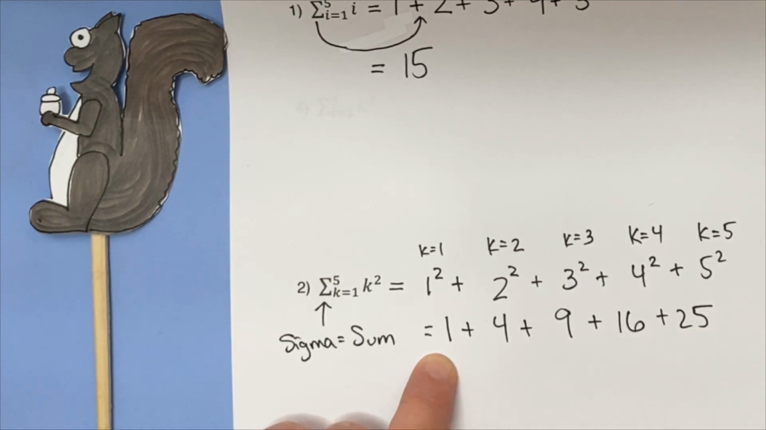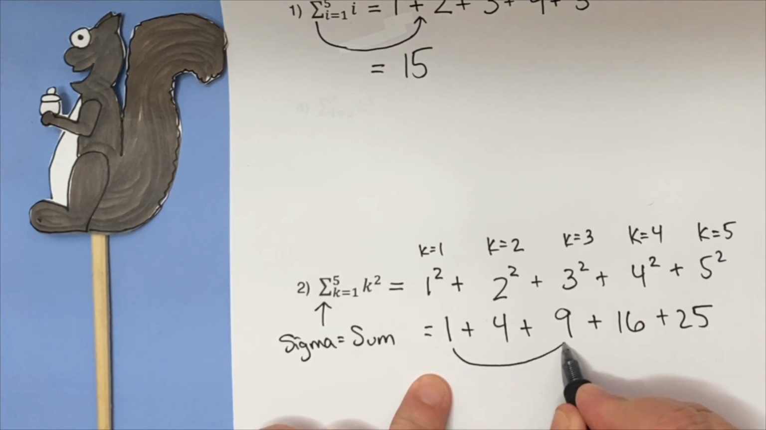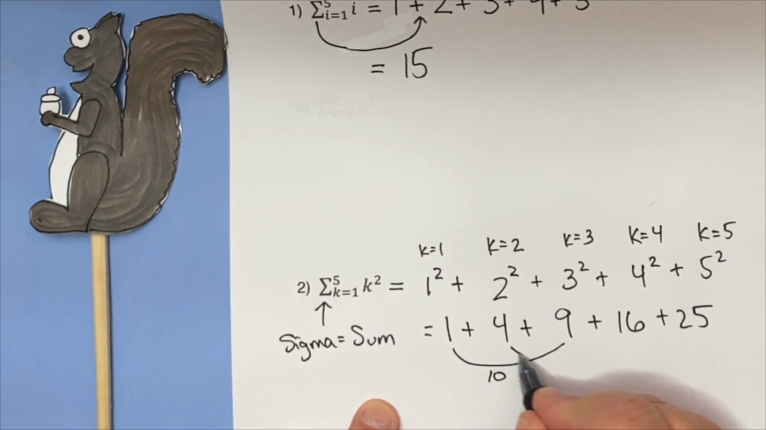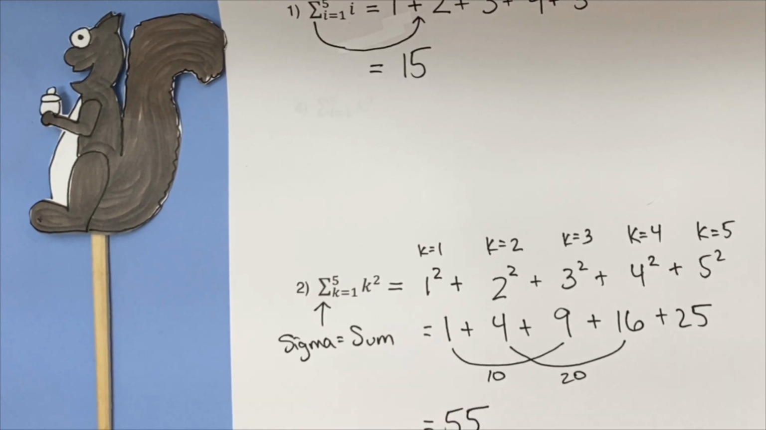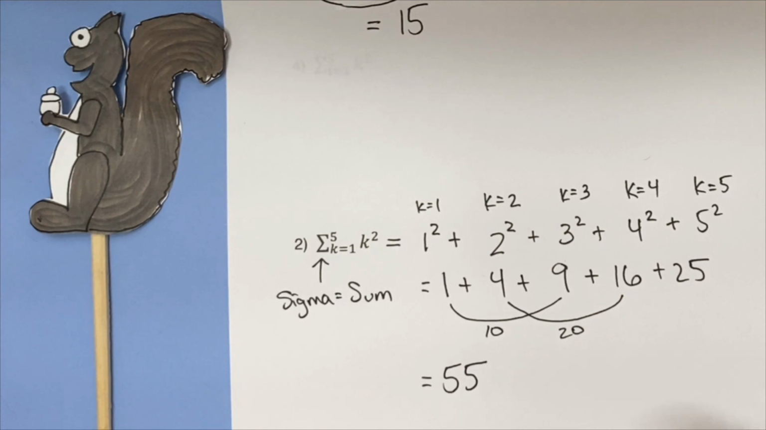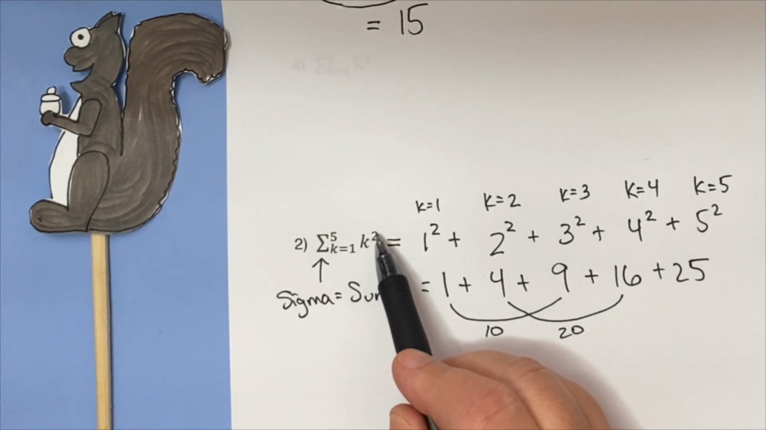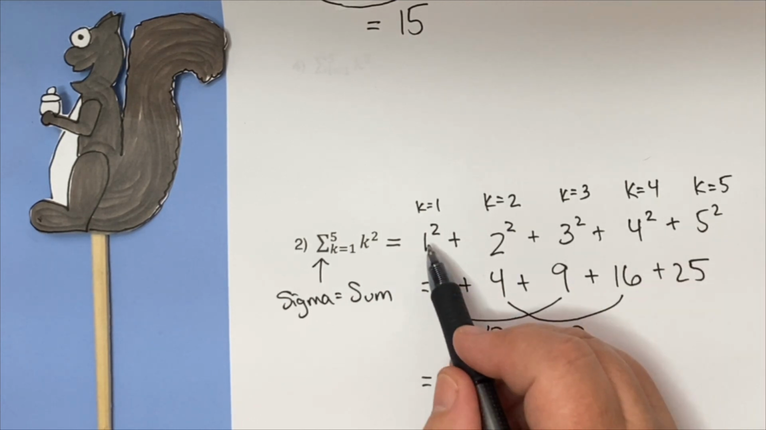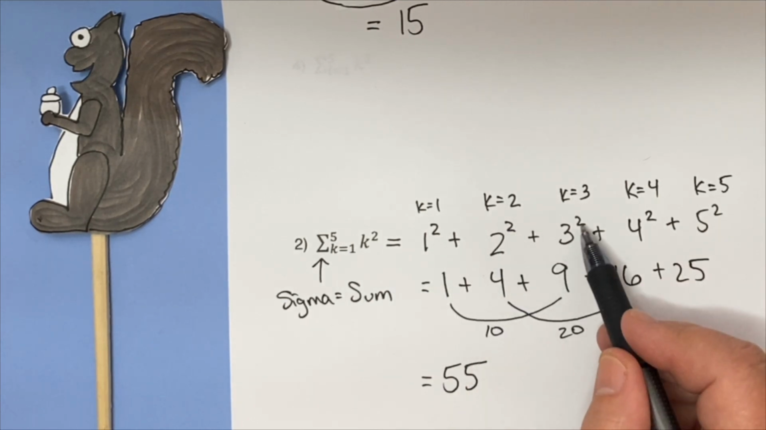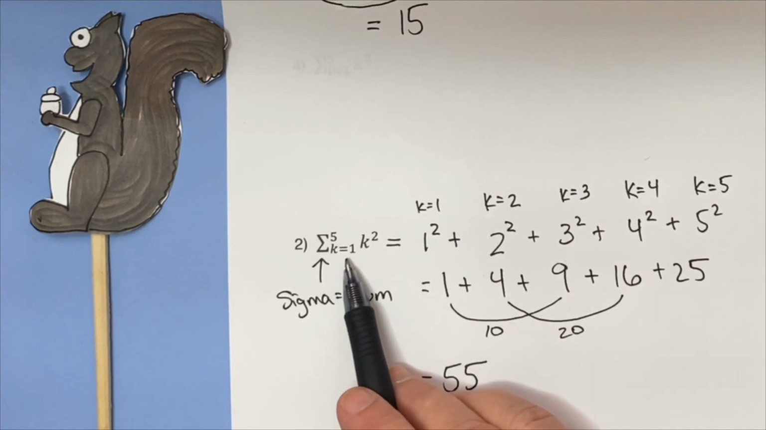But keep in mind there are lots of tricks. For example, 1 plus 9 is 10, 4 plus 16 is 20. So you could do 10 plus 20 is 30, plus 25 is 55. Or let's be honest, you guys have calculators, just type it in. Boom, boom, boom, boom, boom, and you get 55. So what does sigma notation tell us? It tells us what form the, it's kind of like a function here. What form the numbers are going to be taking, and we count off from 1 to 5.